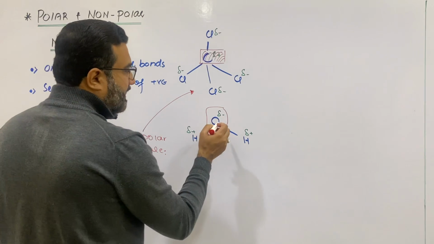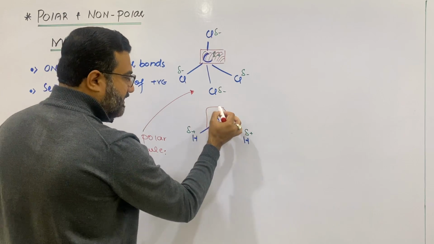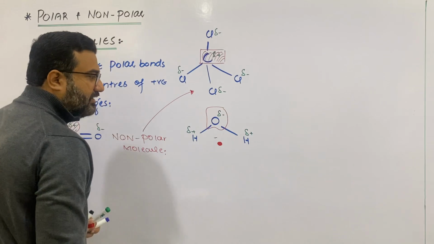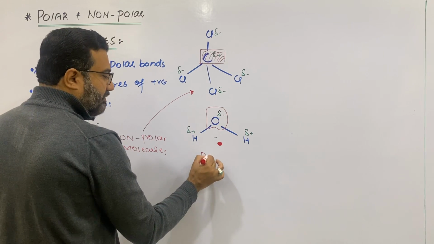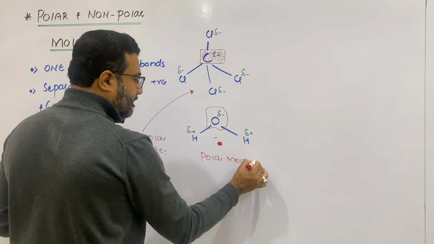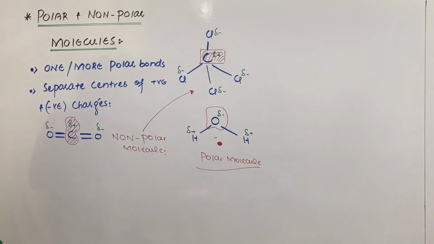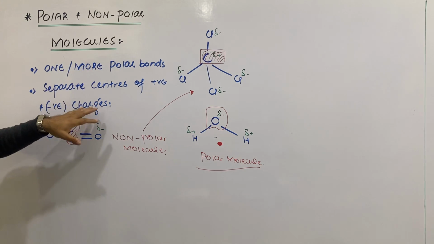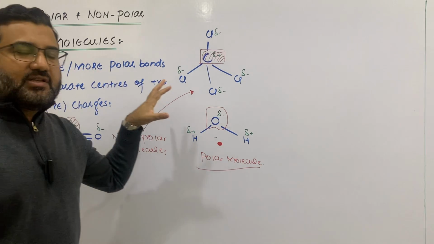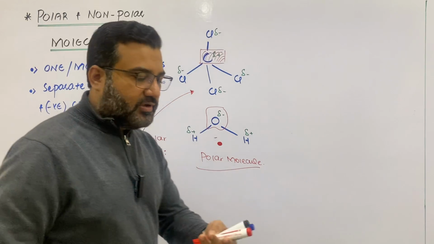It means that the bonds are directed in such a way that the negative center and the center of positive charges are different from each other. So this molecule will be a polar molecule because both conditions are satisfied here. So for any molecule to be polar, these two conditions must be fulfilled simultaneously. If any of these two conditions is not fulfilled, then that molecule will be called a non-polar molecule.